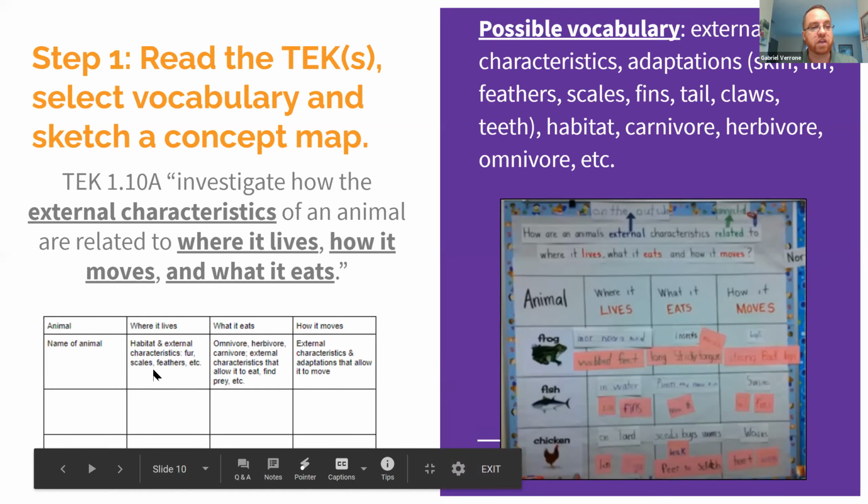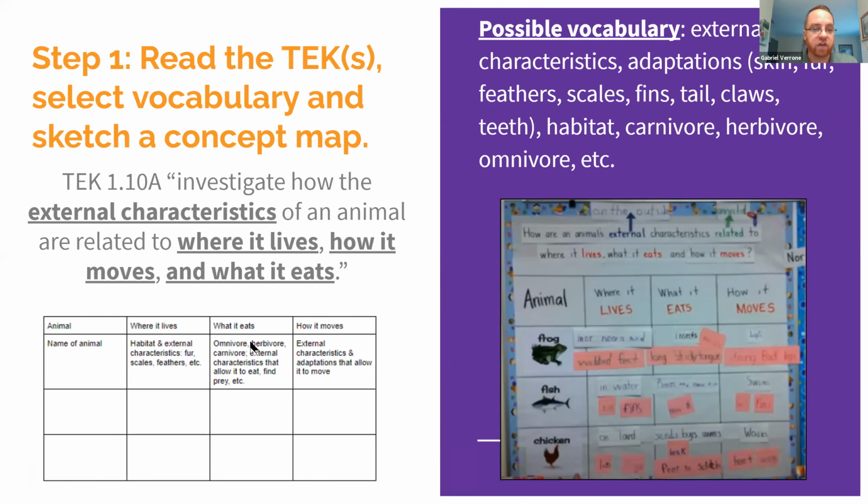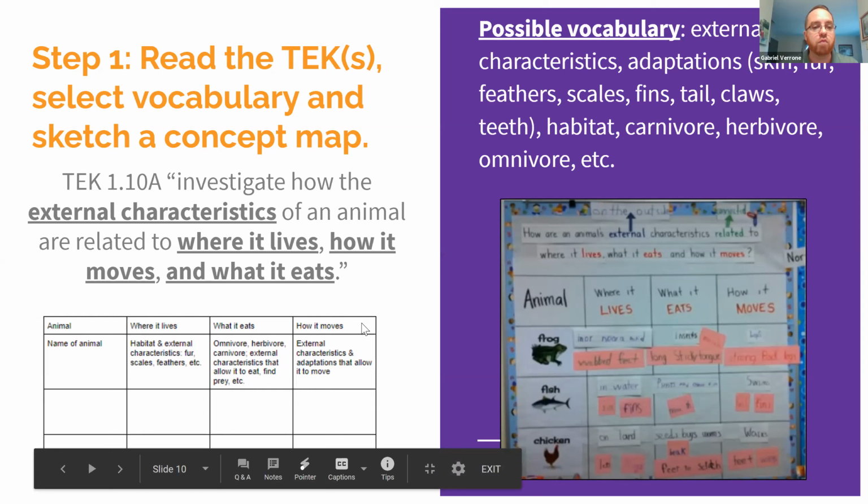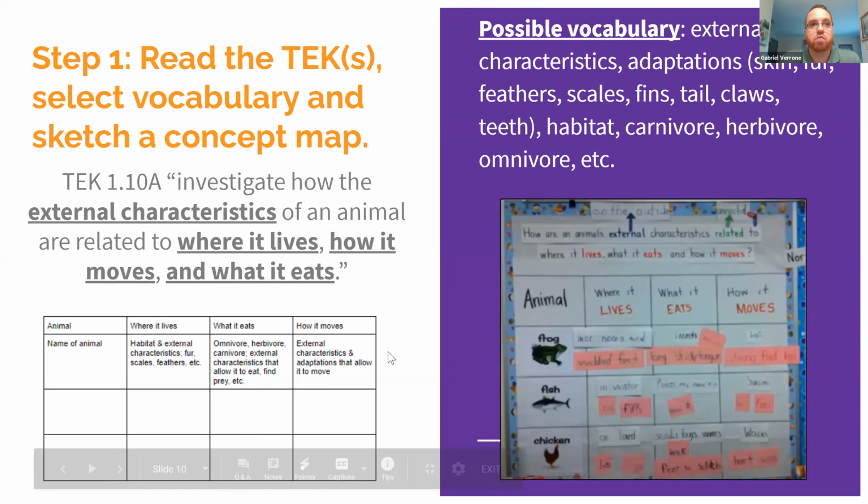Here are some things that they need to know, right? The habitat, what are the animal's external characteristics, right? What it eats, okay, is it an omnivore, an herbivore, a carnivore? And what are the external characteristics that allow it to eat, right? So if it's a predator, what makes it a successful predator, right? If it's an omnivore, what are its characteristics that allow it to forage for food, but also hunt, things like that. And then how it moves, right? So what are the external characteristics and adaptation that allow it to move, right?